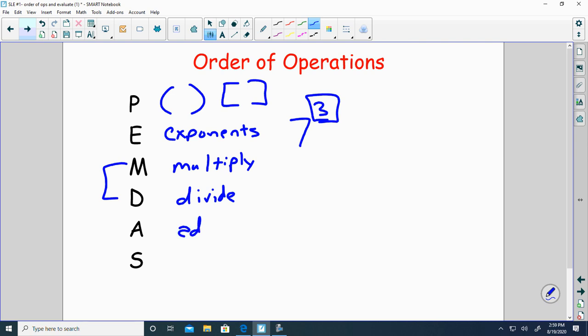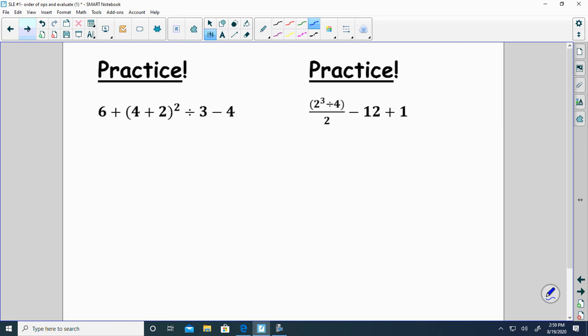You have addition, and then subtraction, and again, these have the same order. And when I say the same order, that means you do it left to right, just like you would read a book, left to right.